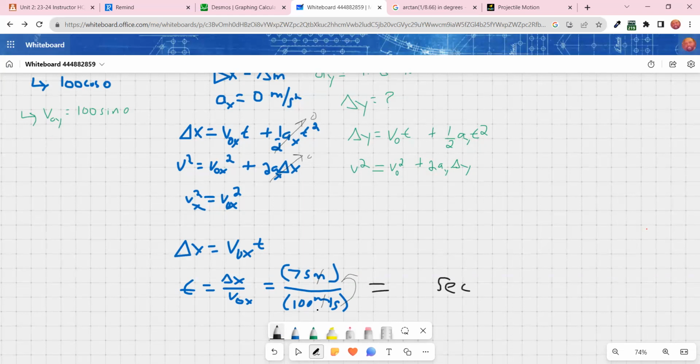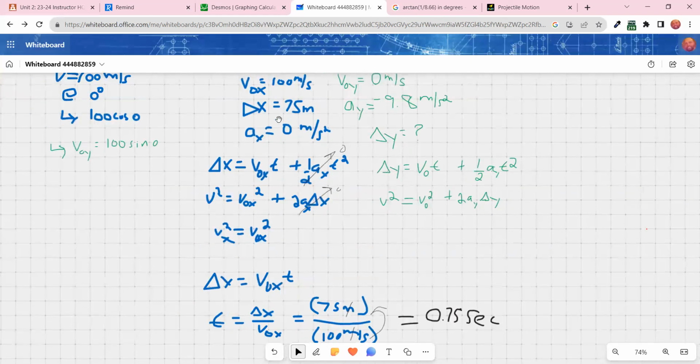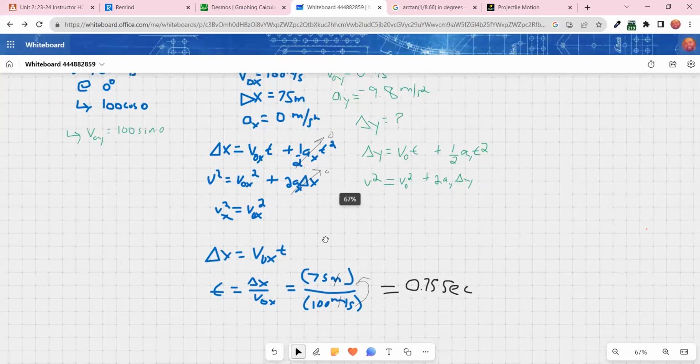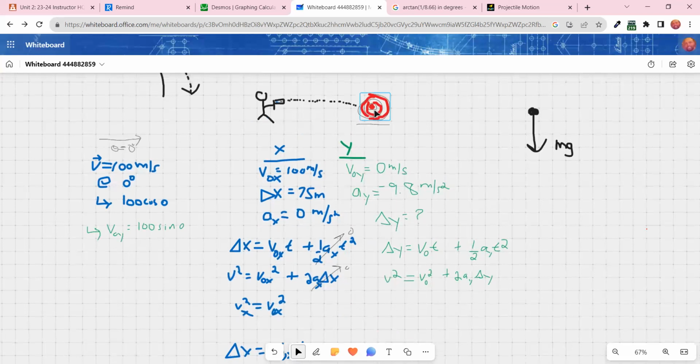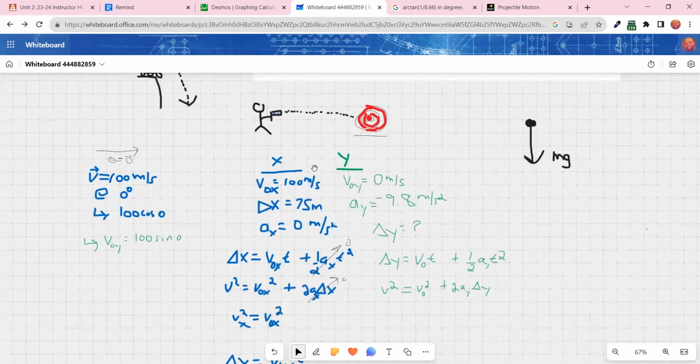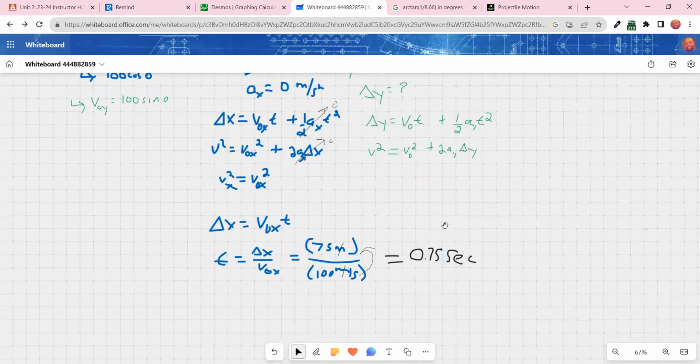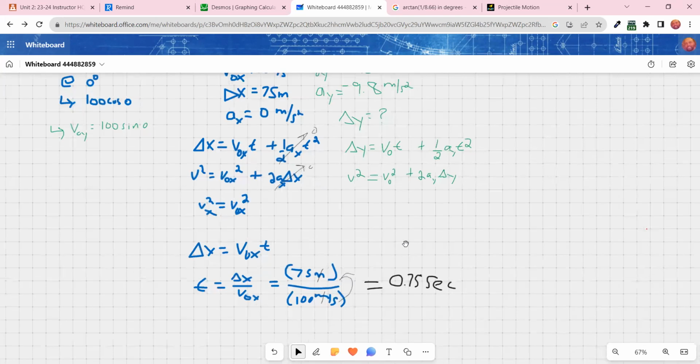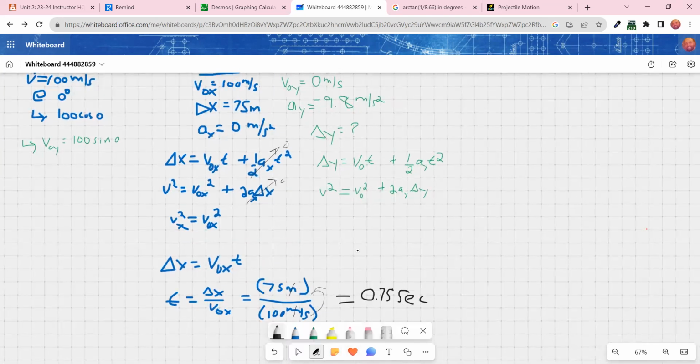And we do our math. 65 divided by 100 is what? 0.75 seconds. So, from this information, because that bullet hits a target that's 75 meters away, and it's traveling at 100 meters per second, it only takes 0.75 seconds to hit the target. The question becomes, how far does it fall in that 0.75 seconds? How far it falls is the y-axis.